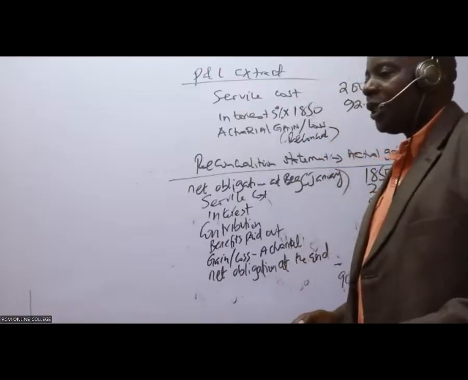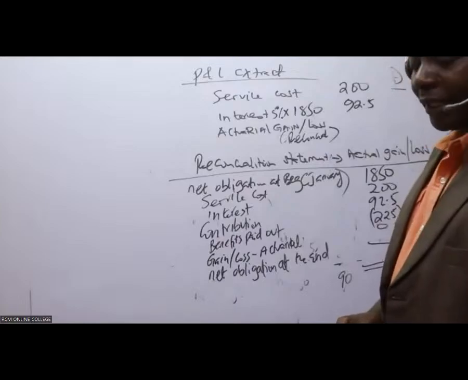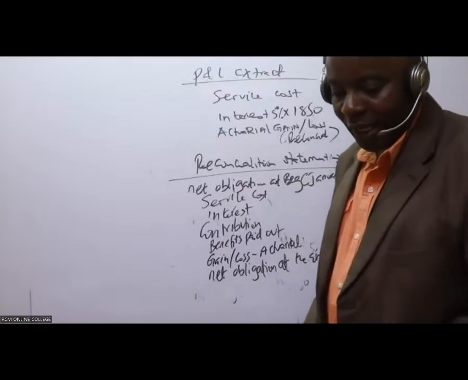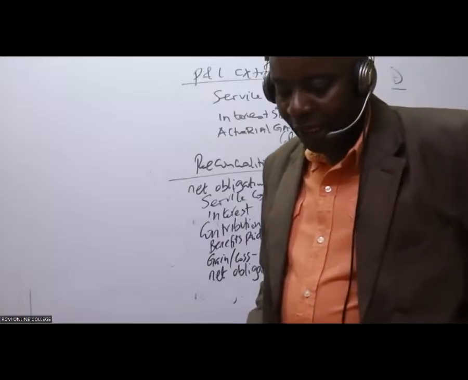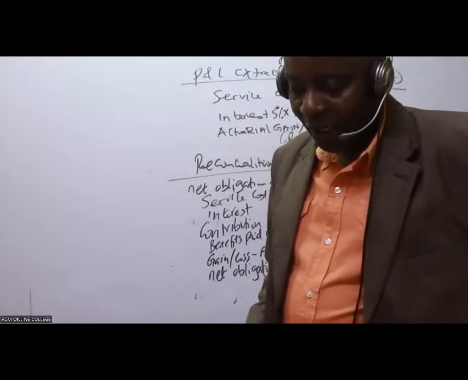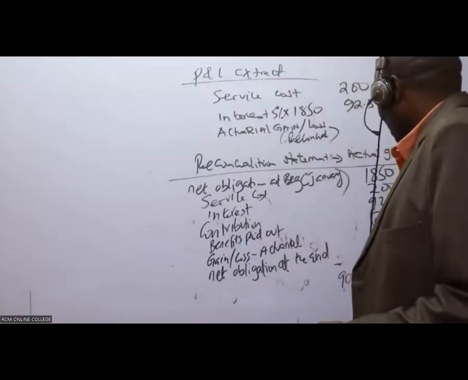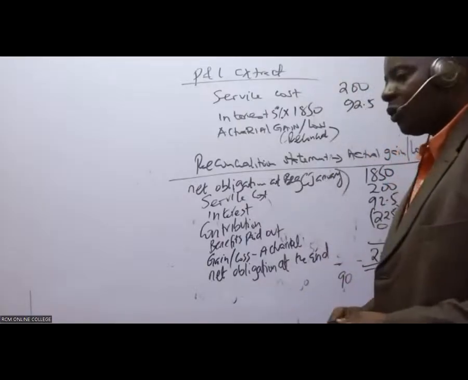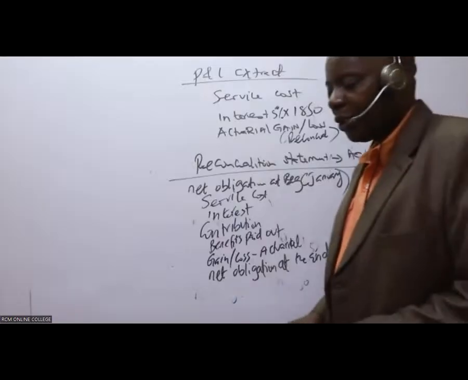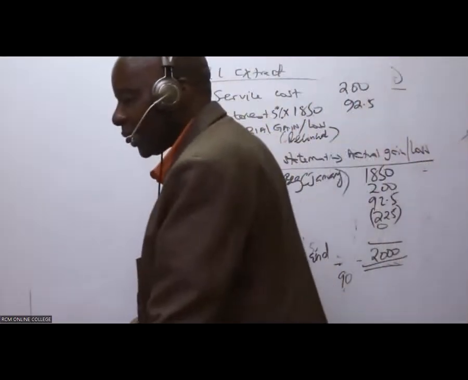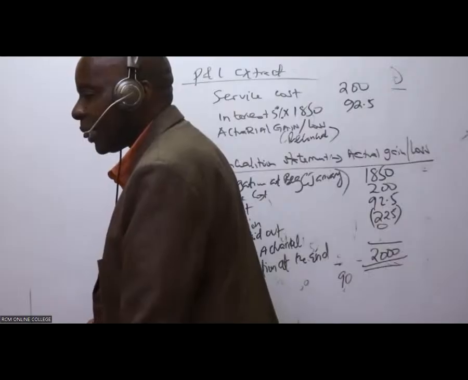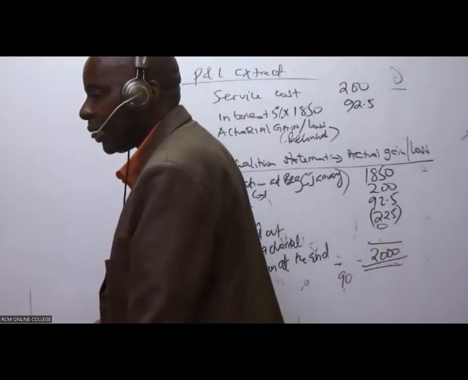Are you able to see the net obligation at the end? I'm seeing 2,000. So then, are you able to balance these things, ladies and gentlemen?